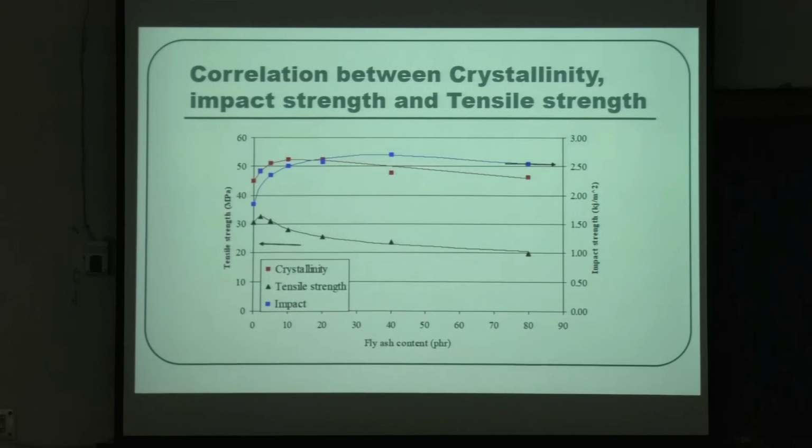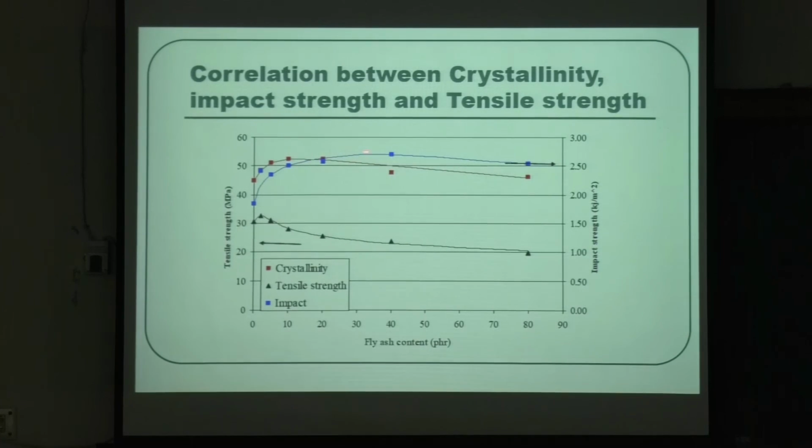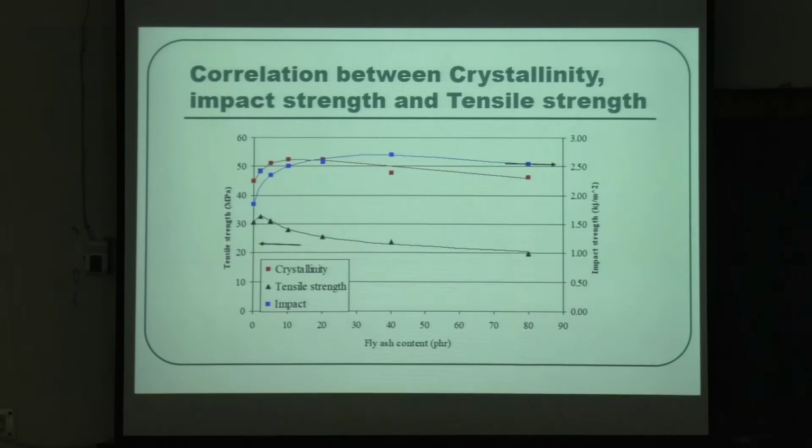So you have seen that the tensile strength goes down from 30 to 20, and then impact goes up, impact on this side, and crystallinity goes up to about 20%, and then starts coming down. So this is how it happens.